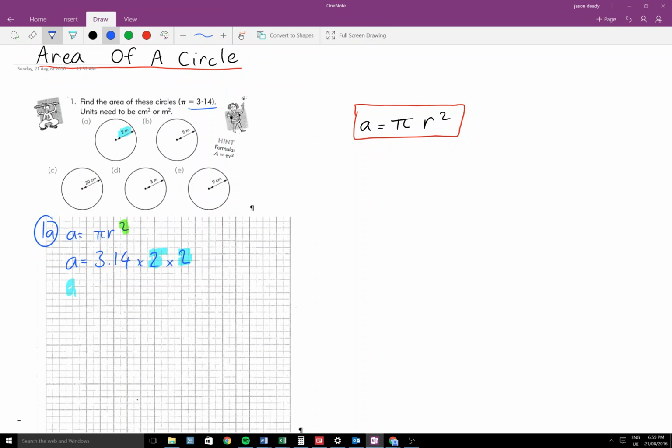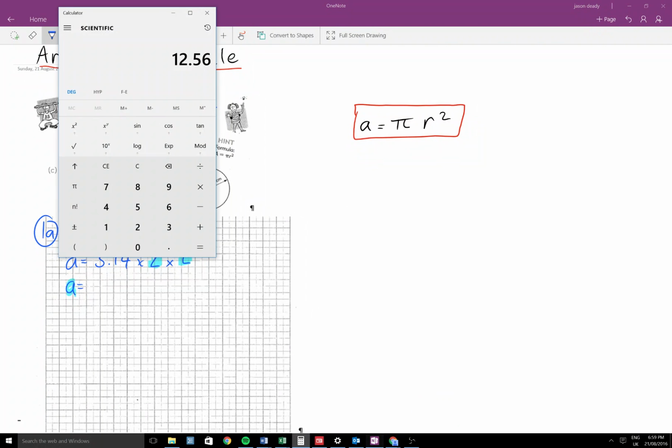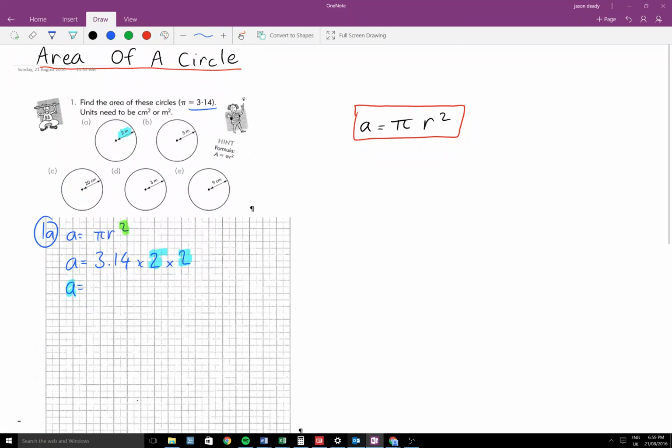A equals 12.56, and it's meters because that's in the question, and they're squared because it's area. It's got length and depth.